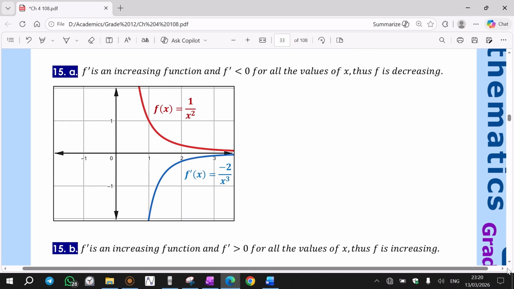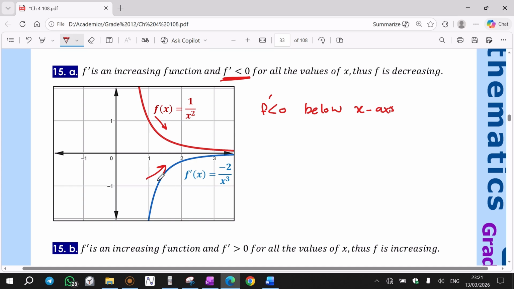Okay, look at 15a. 15a says f prime is increasing. Look at f prime, it's increasing. And then f prime is less than 0, so it means below the x-axis. The curve of f prime is increasing, although it's below the x-axis. It's negative. If f prime is negative, f is going to decrease. So not because f prime is increasing, f is decreasing. No. I never look at increase or decrease of f and f prime at the same time.